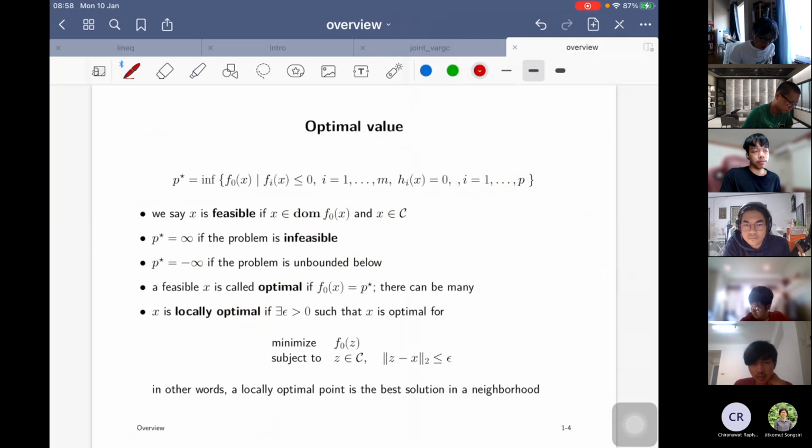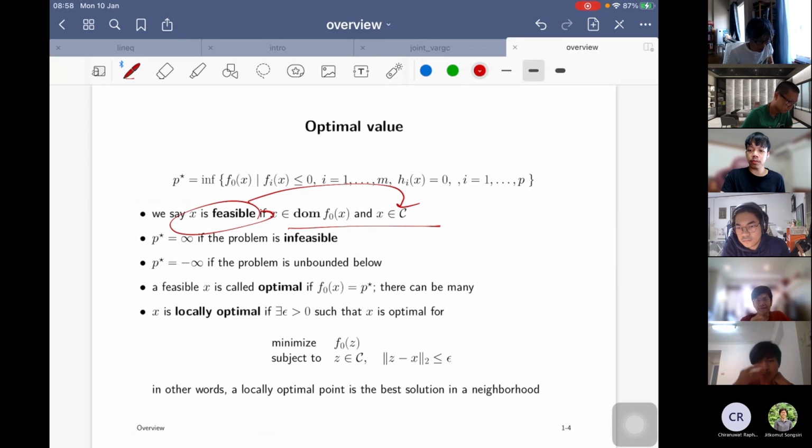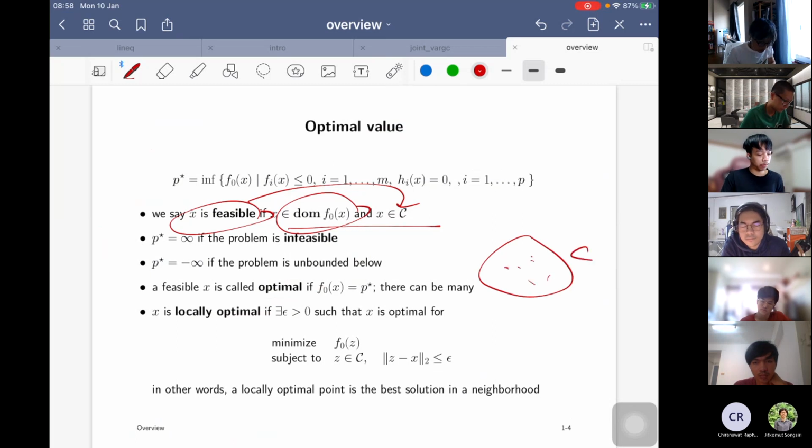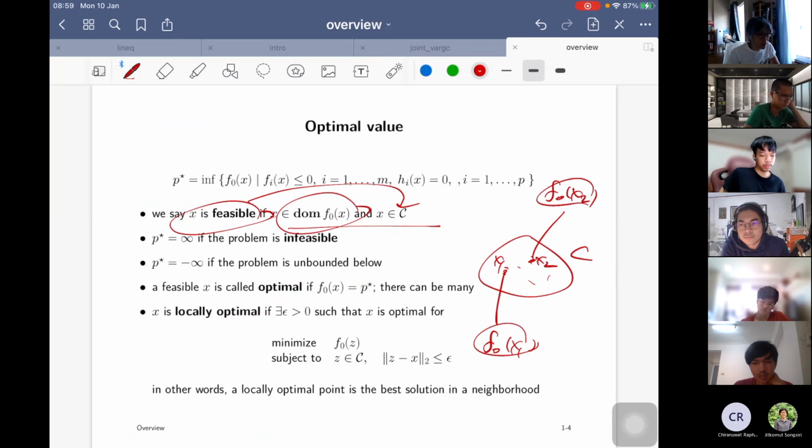Next, as I said, a feasible x is any x that satisfies the constraint and belongs to the domain. Now you get a bunch of candidates here. Suppose this is x1, you compute its objective value. For x2, you compute its objective value again. Now you compare and pick the minimum one, and that's how you get p star. The candidate whose objective value equals p star is called optimal.